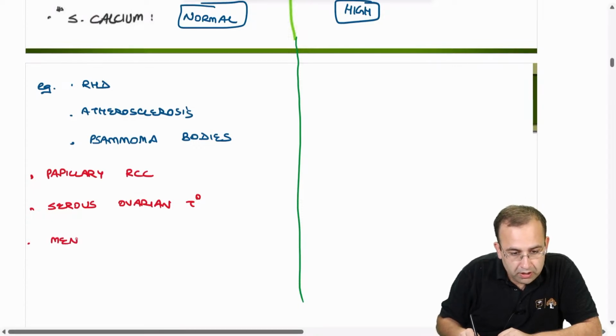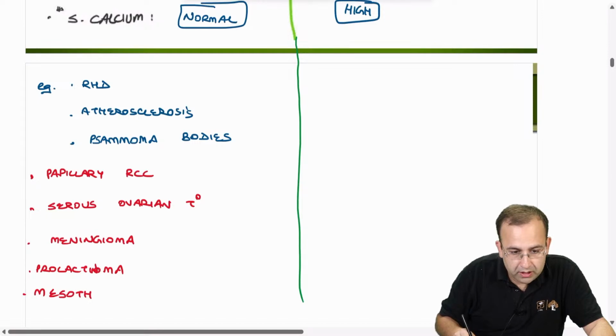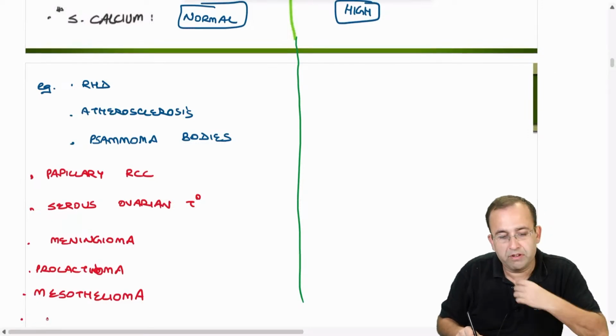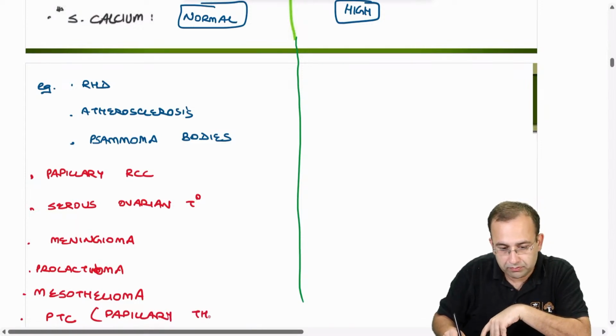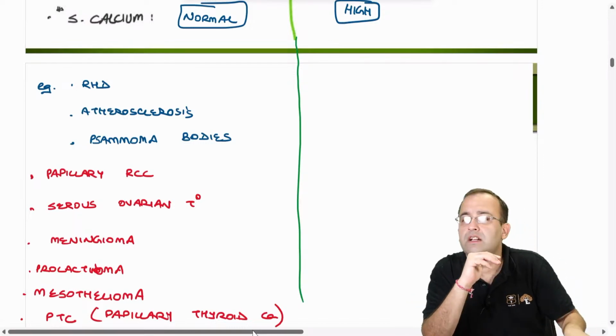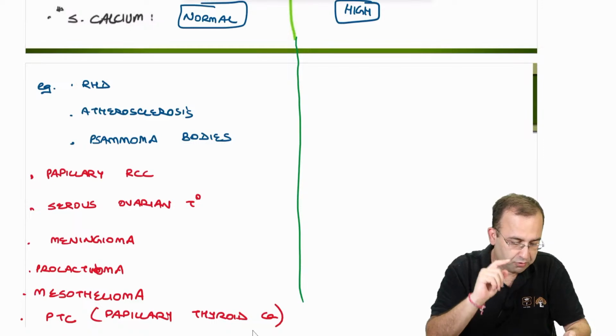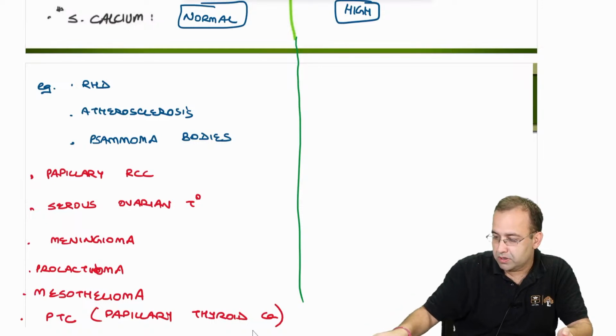Next, which brain tumor? Meningioma. Prolactinoma. Mesothelioma. And which thyroid malignancy? PTC, papillary thyroid carcinoma. These are the tumors associated with psammoma bodies. Follicular not, PTC. Please have a good list. These are the tumors with psammoma bodies.